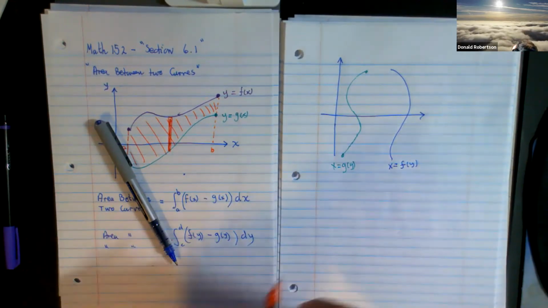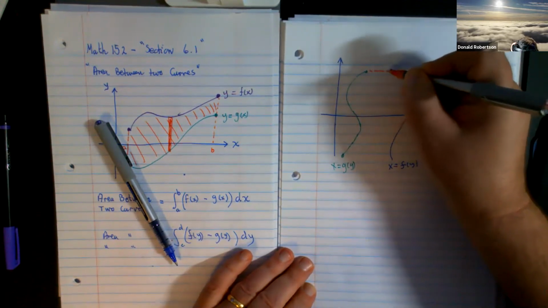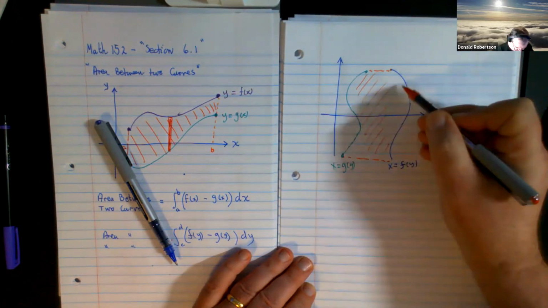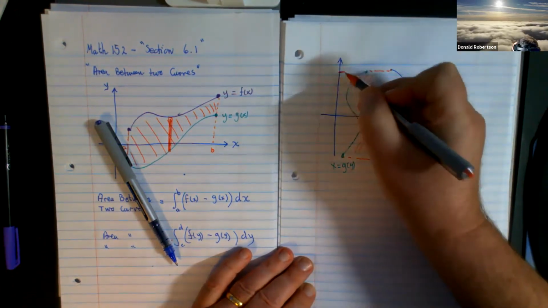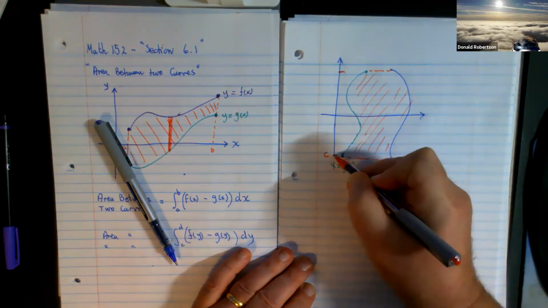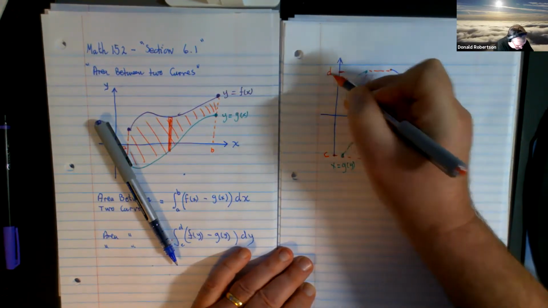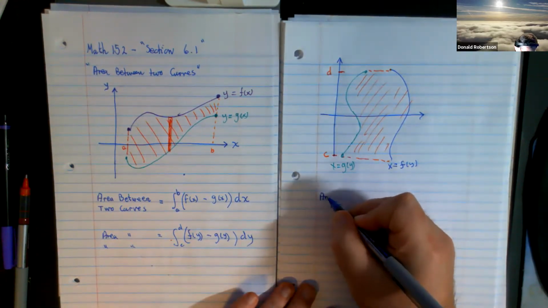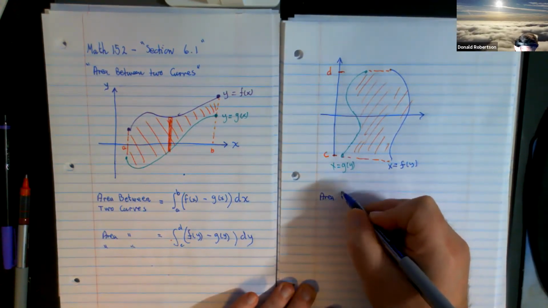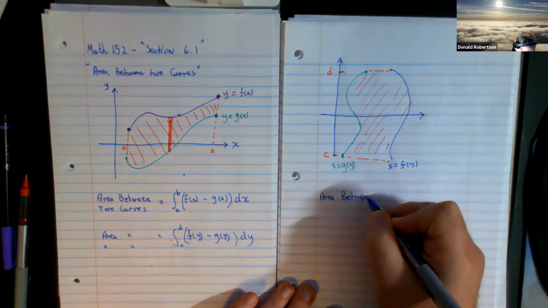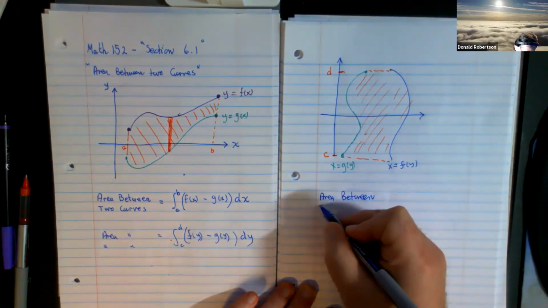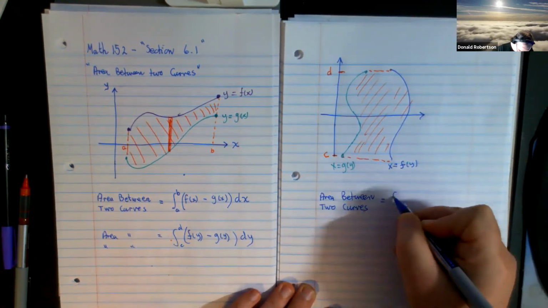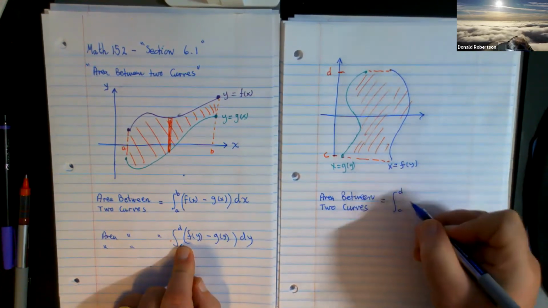And we are interested in the area between the curves, which is all this. And I'll call this value yc and this end value yd. And if you want to know the area between the two curves, it's the integral from c to d.